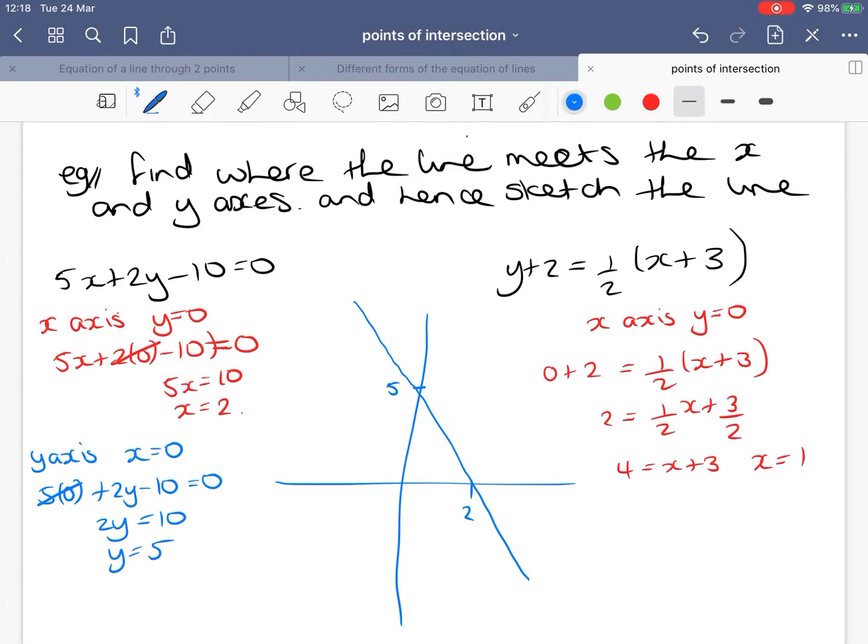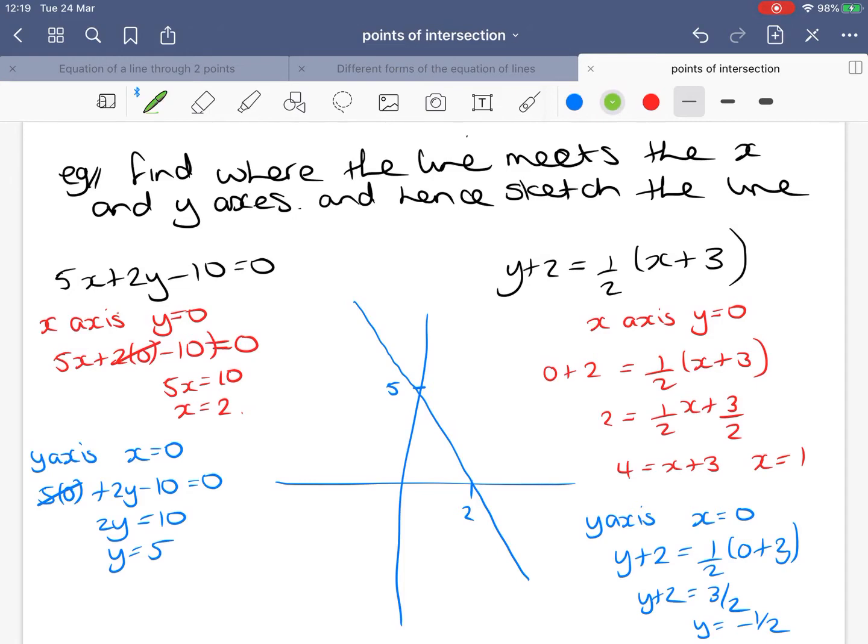Again, on the y-axis, we set x to be 0. So this time, this one's a bit easier. y plus 2 is a half of 0 plus 3. Well, 0 plus 3 is 3. A half of that is 3 over 2. So I've got y plus 2 equals 3 over 2. So y equals minus a half.